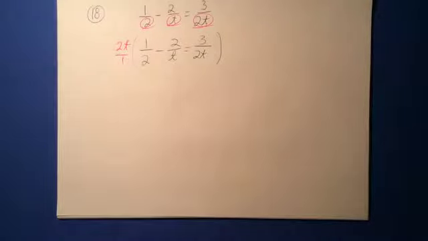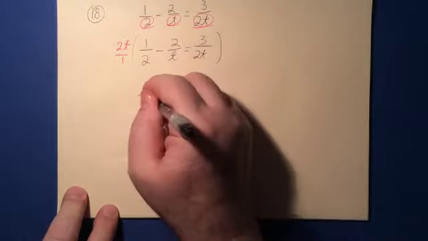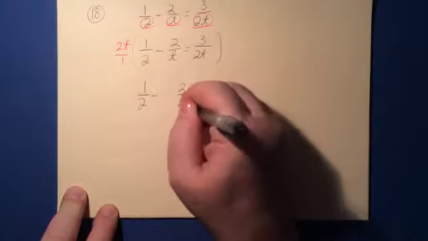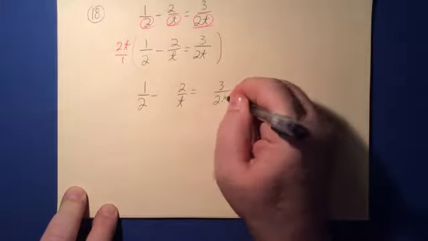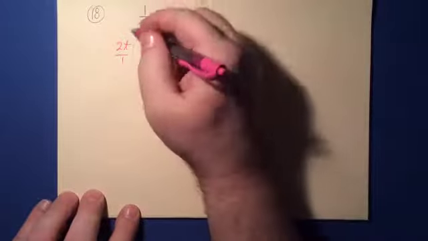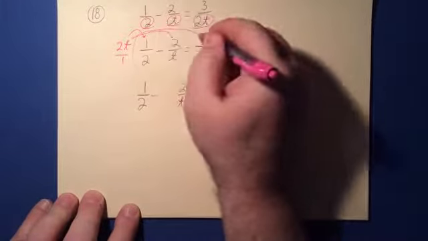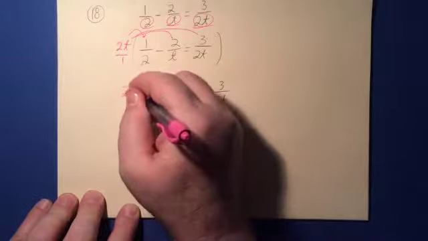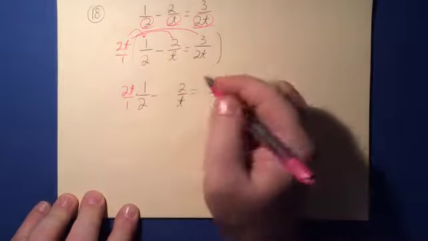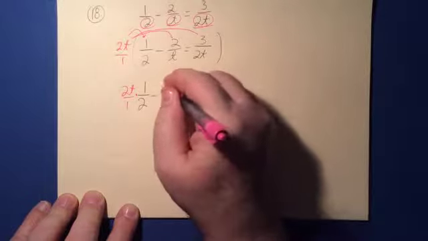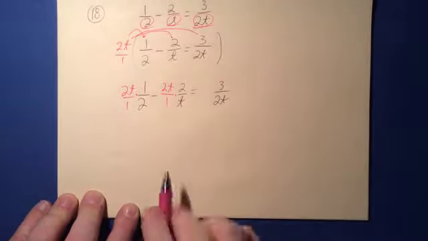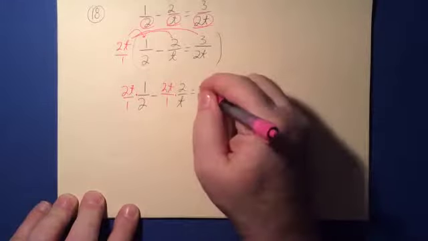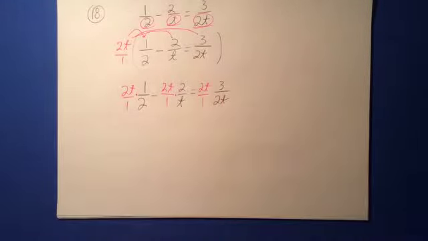I'll distribute this a few times before I stop doing that. If you want to continue distributing it yourself, if you feel that's necessary, that's fine. But I'm not going to do this for all the questions because it takes a lot of time. So I'm going to write 1/2 minus 2 over t equals 3 over 2t. When I distribute it through, I'm going to get 2t over 1 times 1/2 minus 2t over 1 times 2 over t equals 2t over 1 times 3 over 2t.